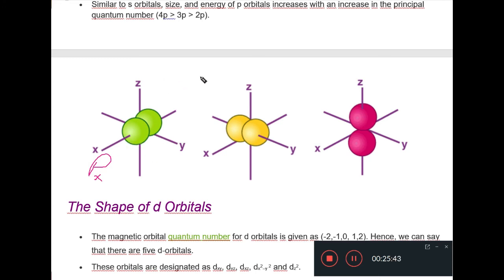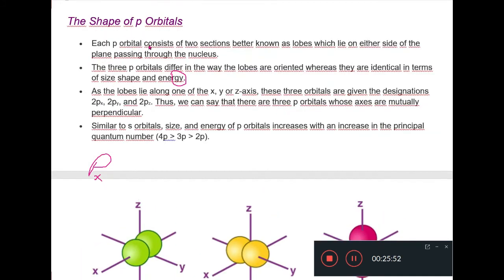The s orbital is spherical in shape, students, whereas p orbitals are dumbbell shaped, okay? Each p orbital consists of 2 sections, better known as lobes. This is one lobe, this is the second lobe, lying on either side of the plane passing through the nucleus.